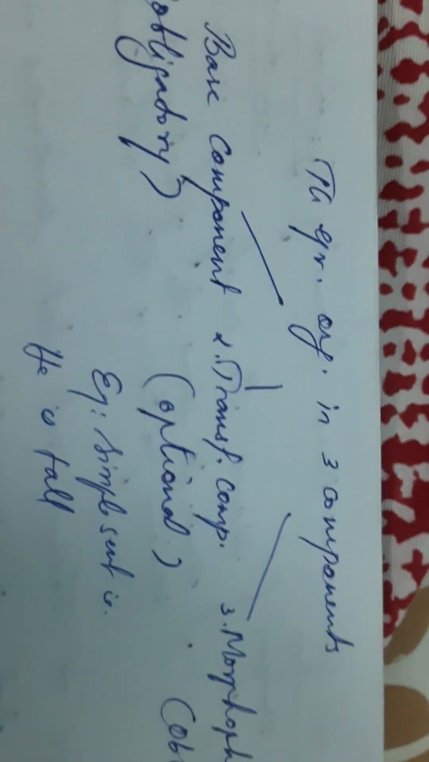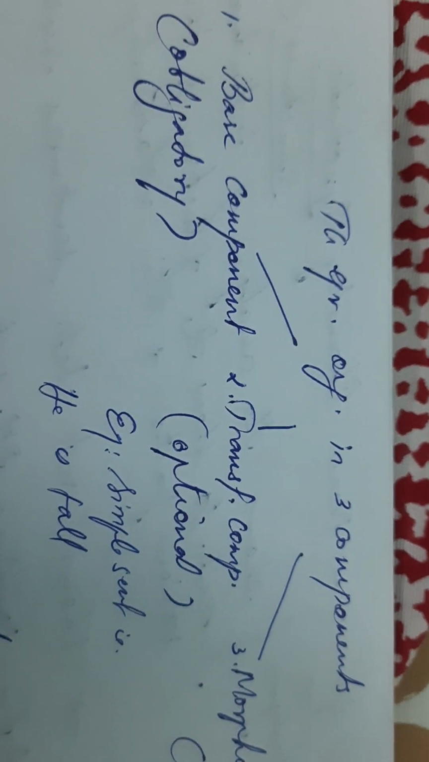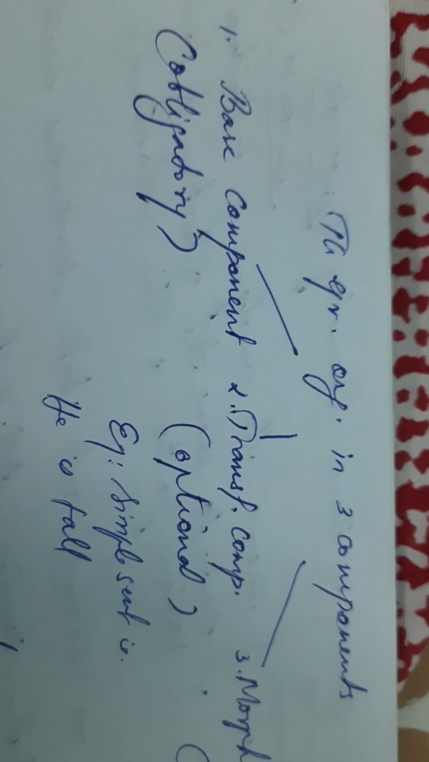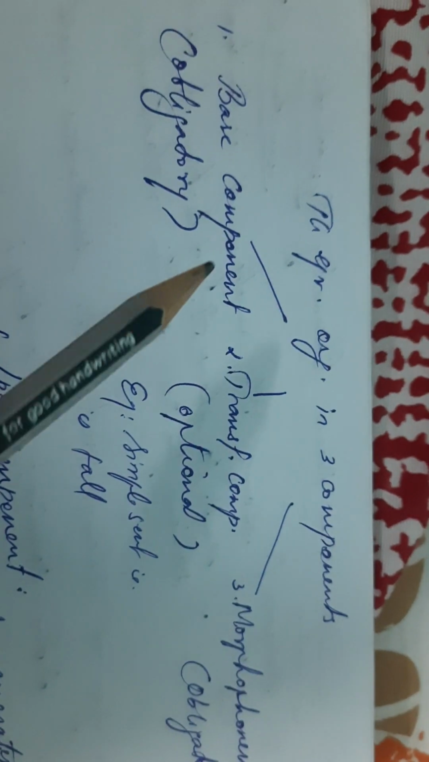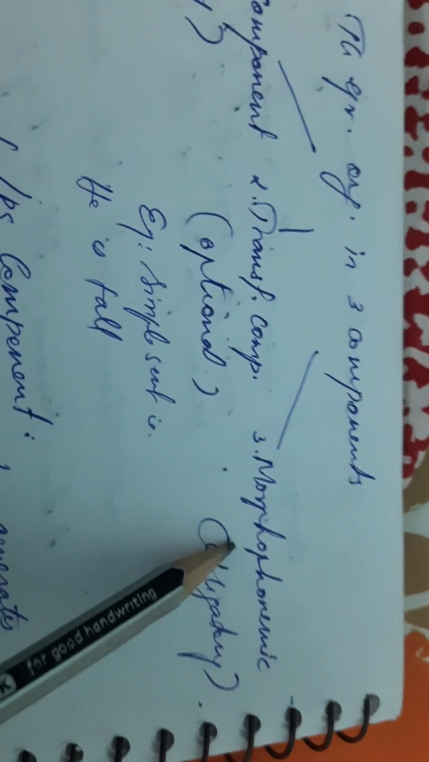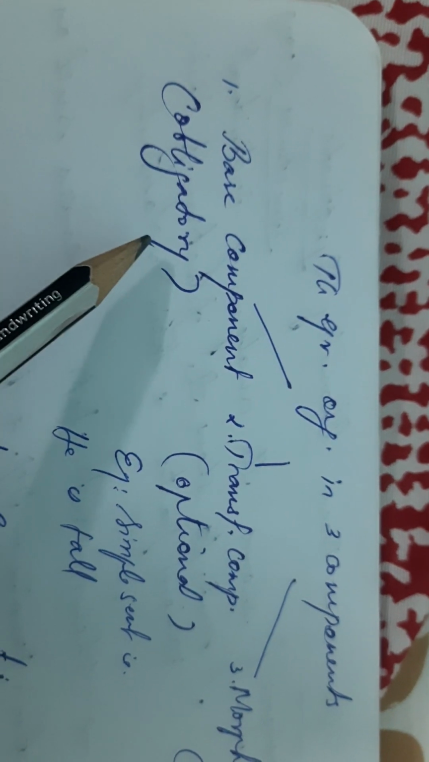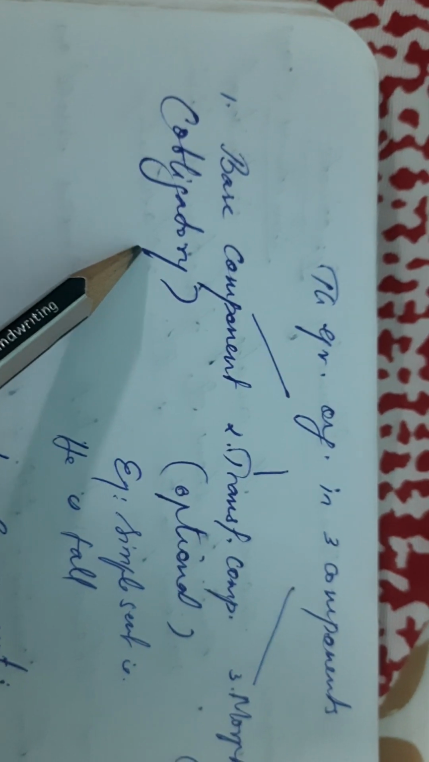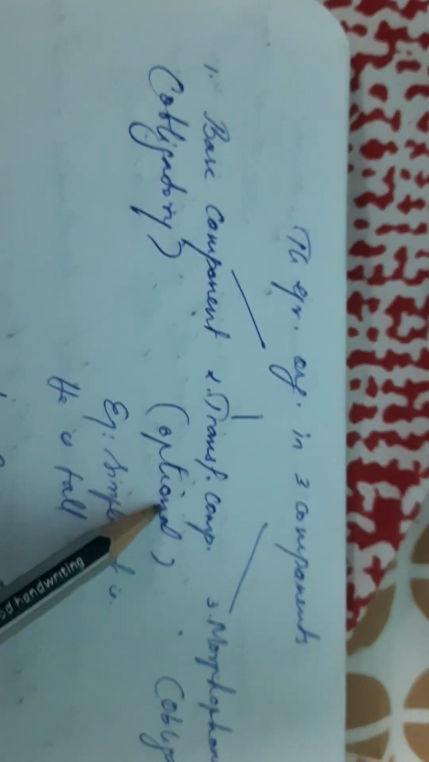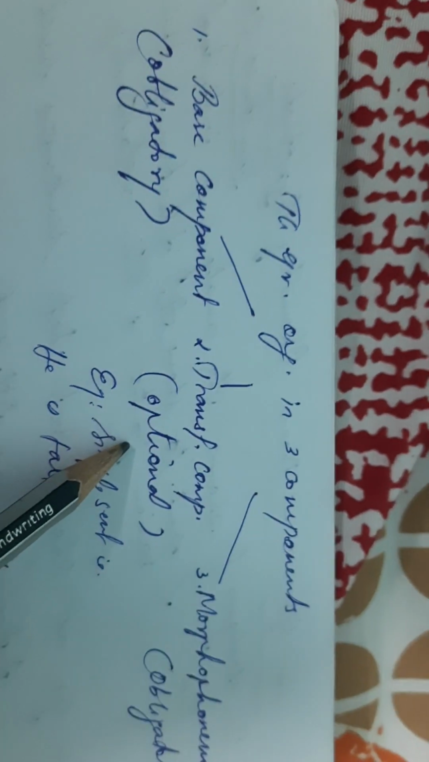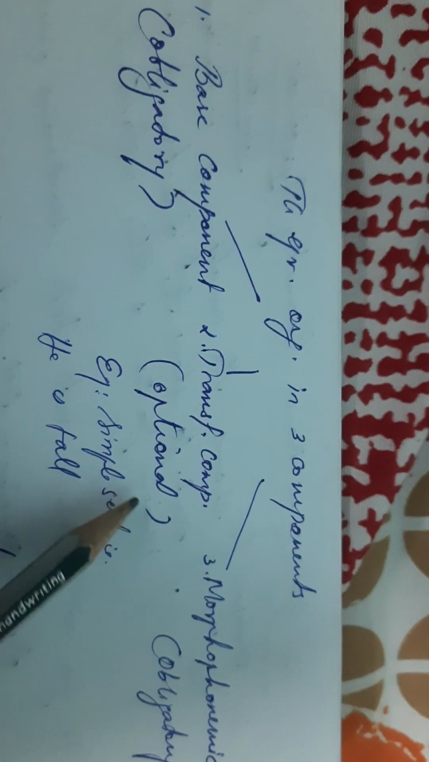So now going in depth about TG grammar. The TG grammar is organized in three components. So these are the three components that we have in TG grammar. First one is the base component, second one is the transformational component, and third one is the morphophonemic component. Okay, the base component is obligatory, meaning it must be there. Okay, and the transformational component is optional. Okay, sometimes you can transform and sometimes it cannot be transformed.